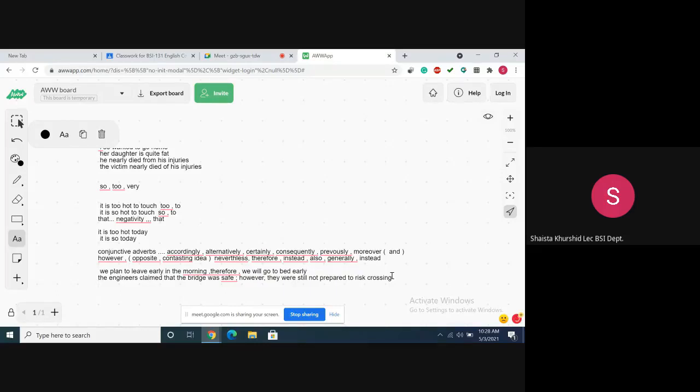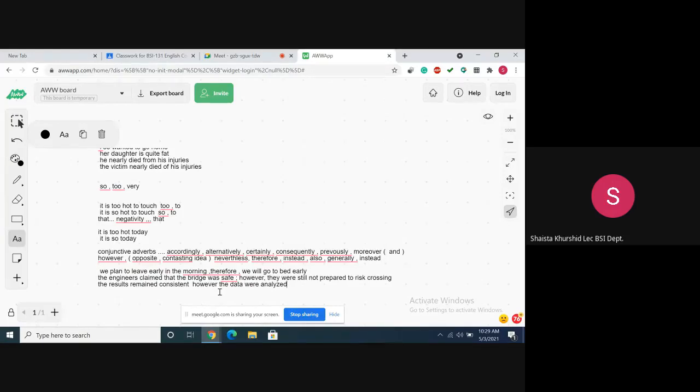For example, the results remained consistent, however the data were analyzed. Right, so see, in this sentence, the results remained consistent, however the data were analyzed, it is working as an adverb. But still we can also say that in the sentence the engineers claimed that the bridge was safe, however is working as a conjunctive adverb, and over here it is working as an adverb. But we can also say that however is a conjunctive adverb.